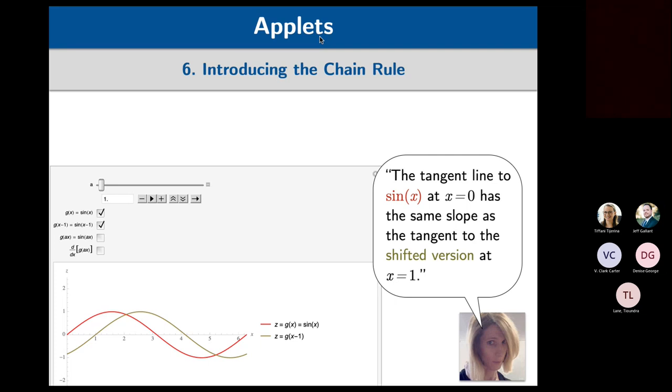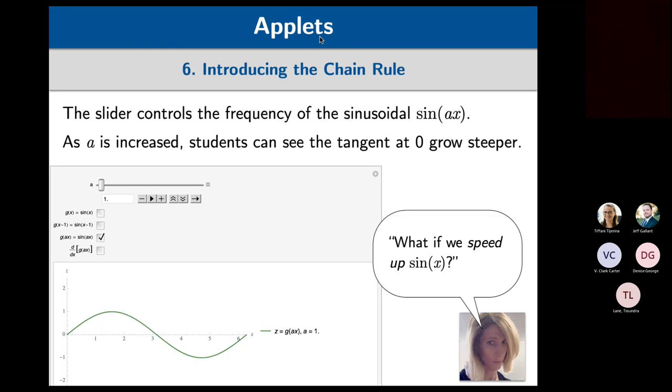First I ask them to guess, and they don't know the chain rule yet, the derivative of sine of x minus 1. And using our understanding of tangent lines to verify their guess, we're able to convince ourselves that it's plausible the derivative here is cosine of x minus 1.